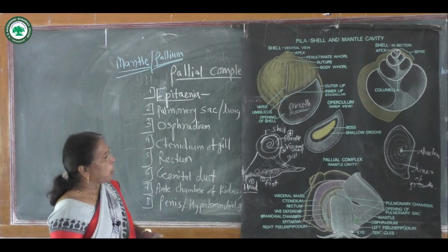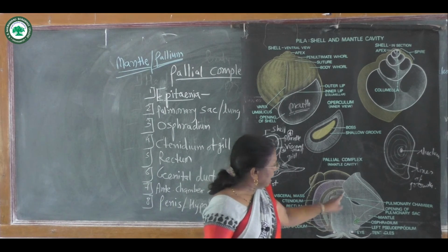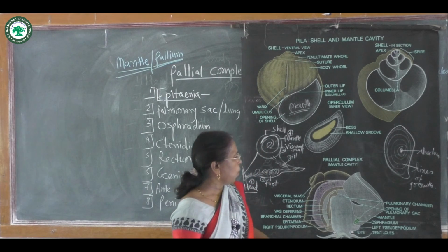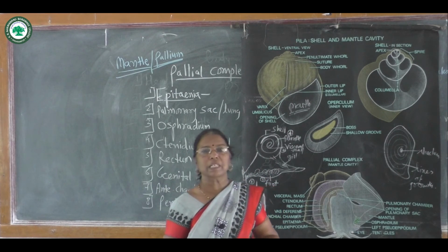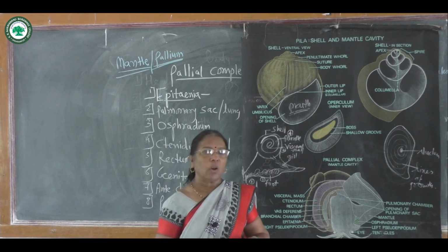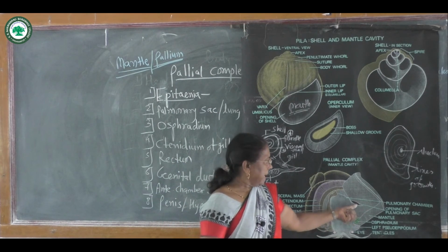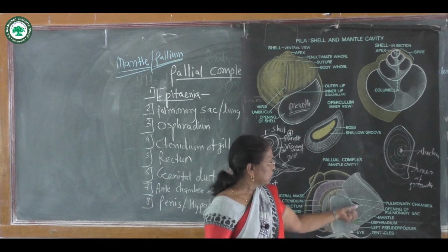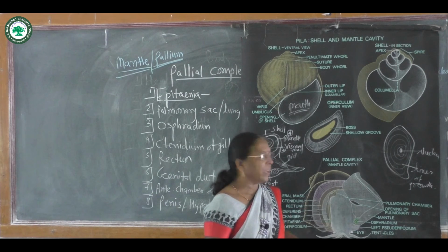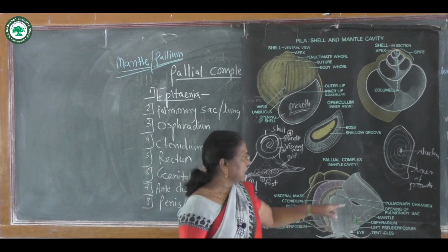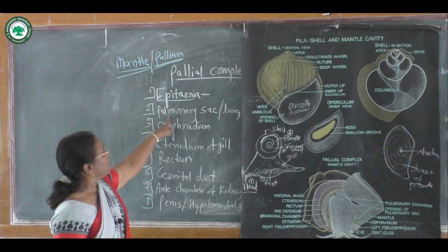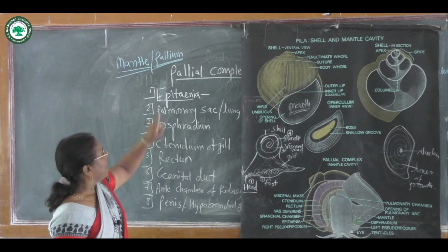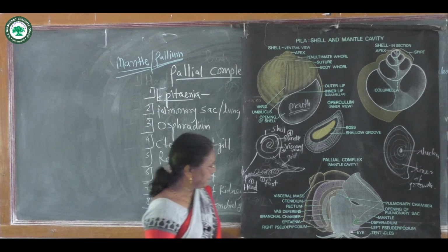Second, the pulmonary sac or lung. The pulmonary sac or lung is a large sac-like or bag-like structure helpful for aerial respiration. It means when the animal lives on terrestrial habitat or land, at that time air is drawn through this left pseudopodium and through this aperture into the pulmonary sac, where exchange of O2 and CO2 takes place in the pulmonary chamber. This is the large pulmonary chamber which is situated on the left side of the pallial complex.